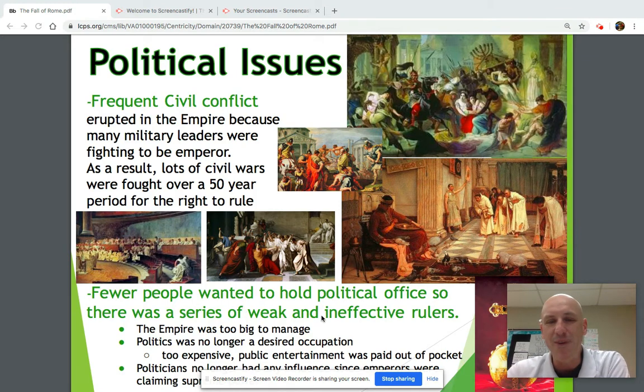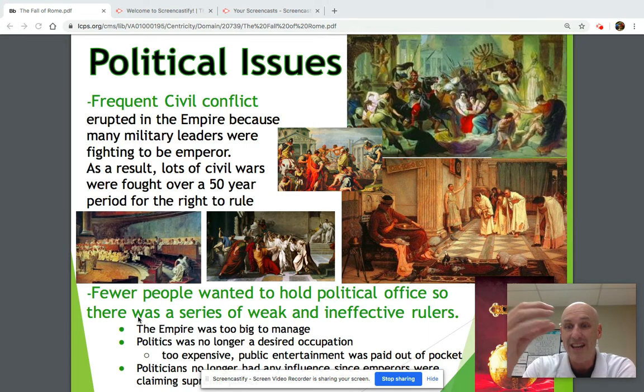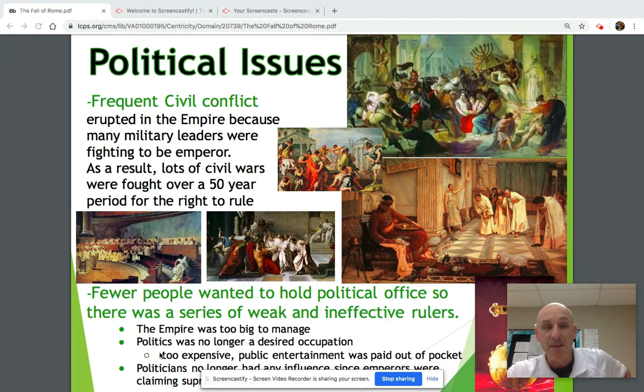All right, check this out. Fewer people even wanted to be in the political offices. Nobody wanted to be a consul. Nobody wanted to be a senator, especially if you were smart. You were out there trying to get people to hire to help you protect your land and your family and your folks. And the poor were getting poor and the rich were kind of taking care of themselves. And that was just about it. All right. So check it out. Politics was no longer a desired occupation.